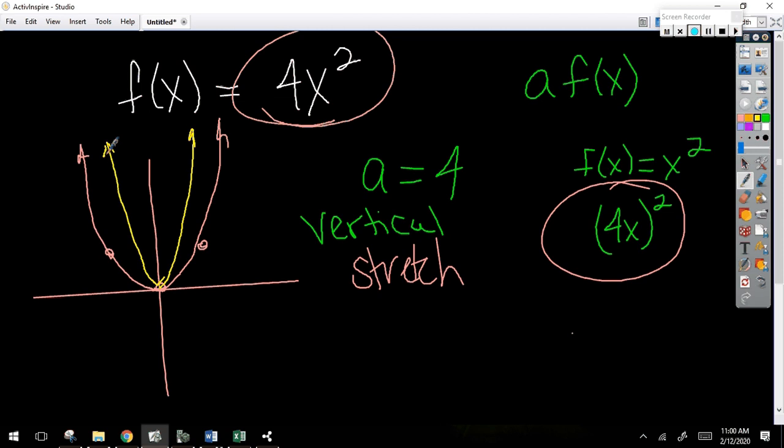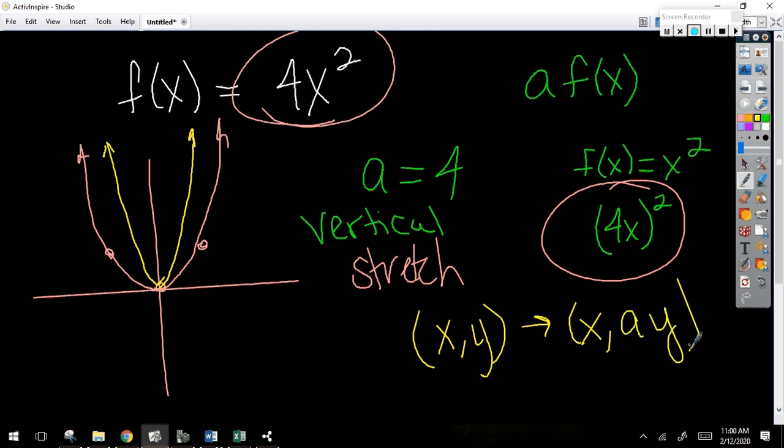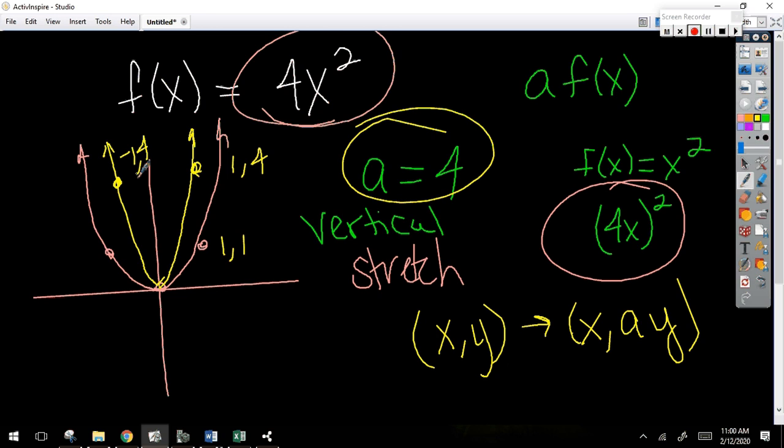Yeah, it would be. Let me tell you what you would do. Look at the third column there. Do you see how it says every (x, y) becomes (x, a times y)? What is a? 4. So if this was (1, 1), my new point would be (1, 4). I see. So you're taking the old point and multiplying the y by a.